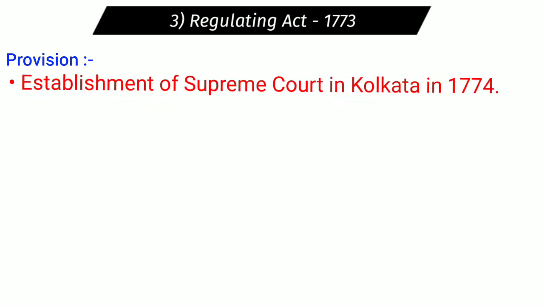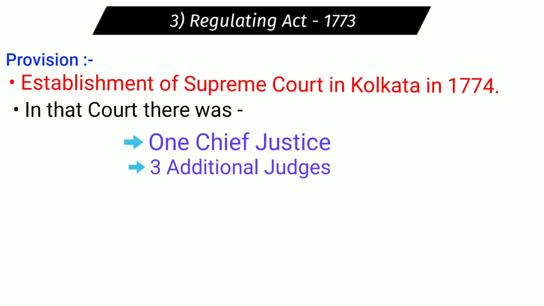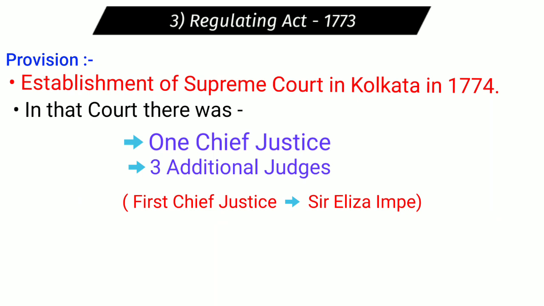The next important change was that in the year 1774, a Supreme Court was established in Calcutta, which was given exclusive authority in civil, criminal, naval, and religious matters. There was a Chief Justice and 3 additional judges in this court. So the first Chief Justice was Sir Elijah Impey.